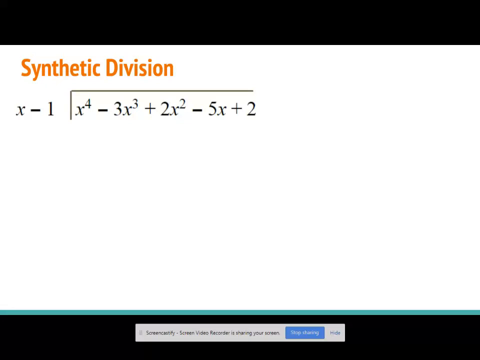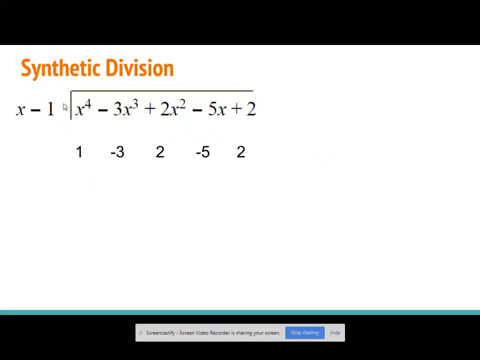Here's what we're going to do. We're going to take the numerator of our fraction, and we're only going to look at the coefficients. So we're going to ignore all the x's. We'd have a 2 here, a -5 here, a 2 here, a -3 here, and the leading coefficient here is 1. There are my coefficients.